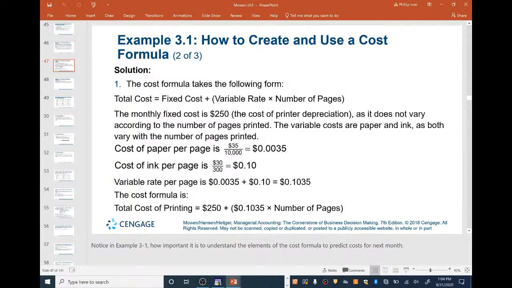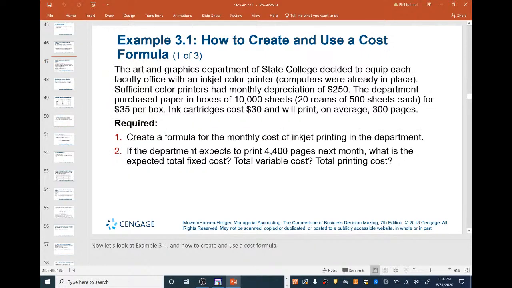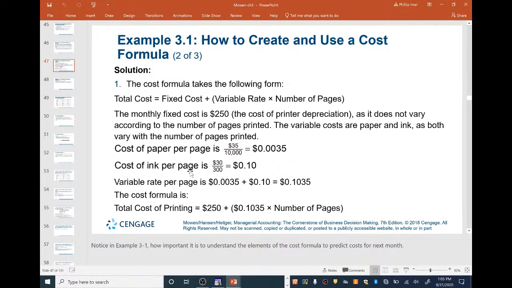What about the cost of the ink per page? So once again, let's just take what they were giving us. They say ink cartridges cost $30 and are going to print about 300 pages, okay? So once again, let's go back to our formula here. If we punch in the numerator as the cost of the ink, which is $30, and it's going to roughly print about 300 pages, that's going to be the cost of ink per page. 30 divided by 300, that's 10 cents per page.